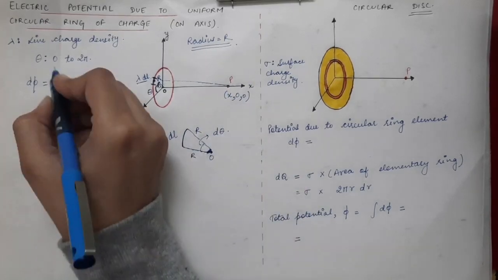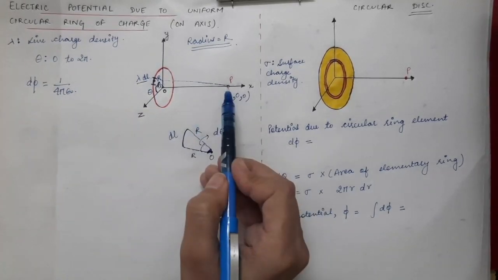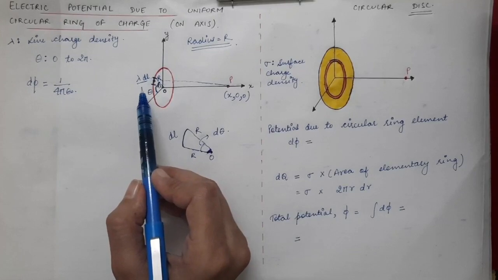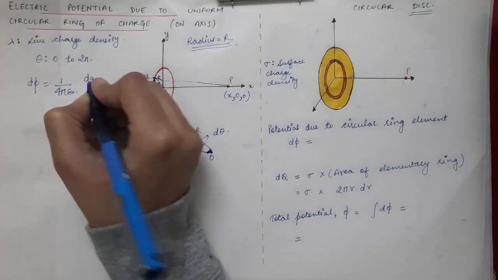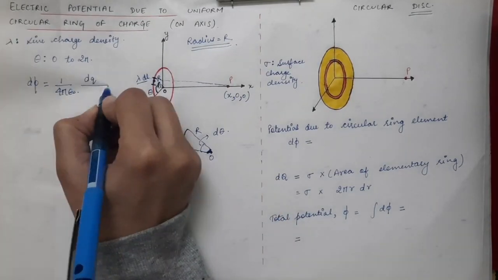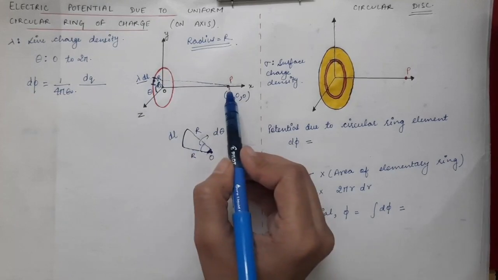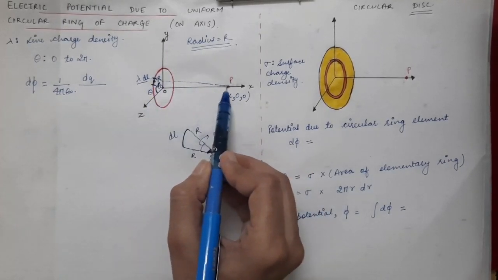So potential is given by 1 by 4 pi epsilon naught. The electric potential at point P due to this small line element will be given by 1 by 4 pi epsilon naught into the charge, let's say the charge is dq, divided by the distance of this line element from the observation point. So how do we find this particular distance?